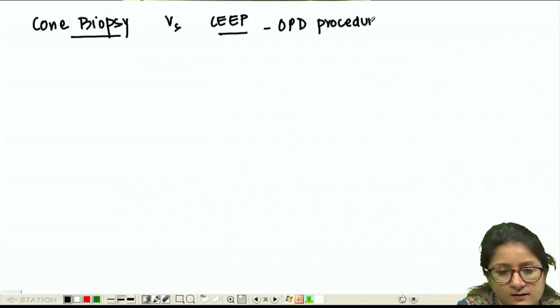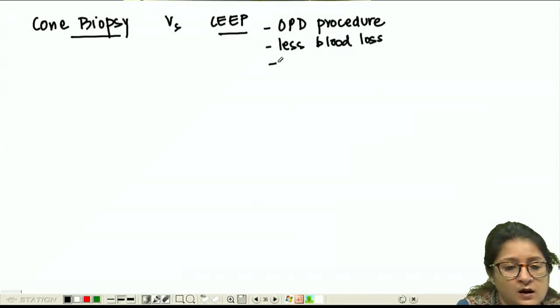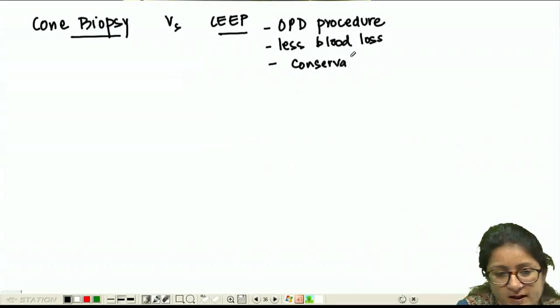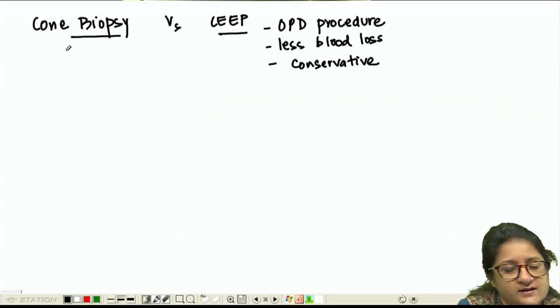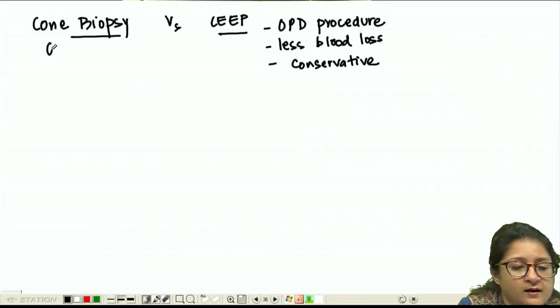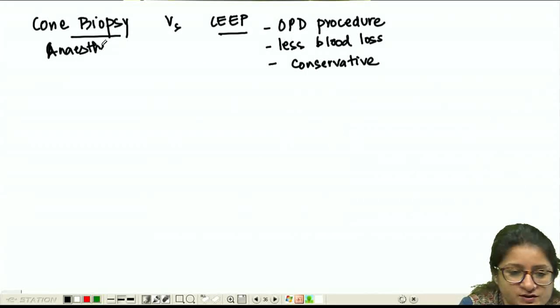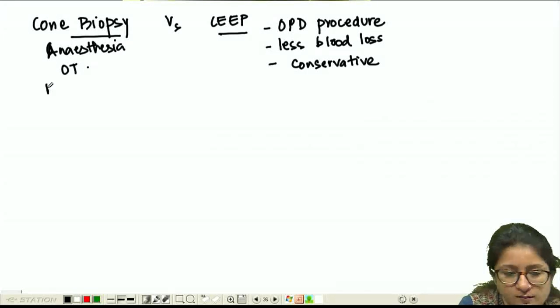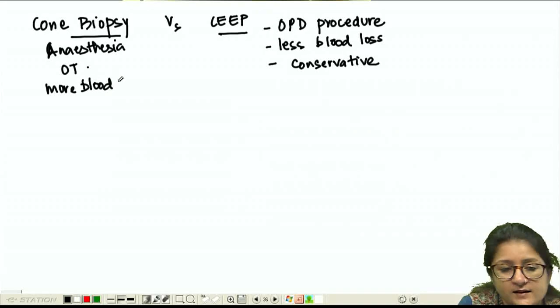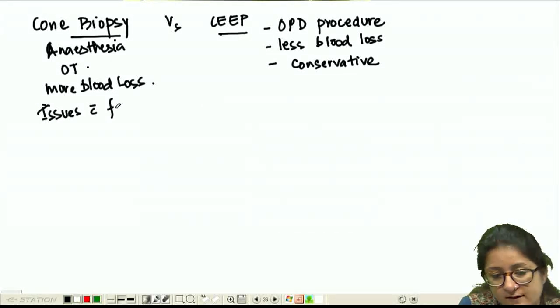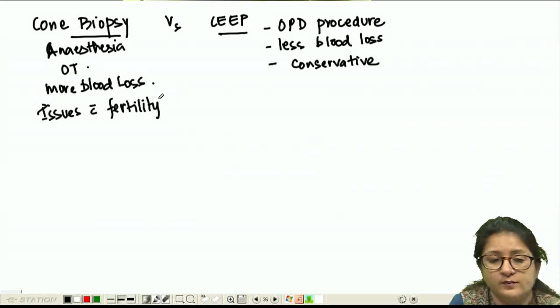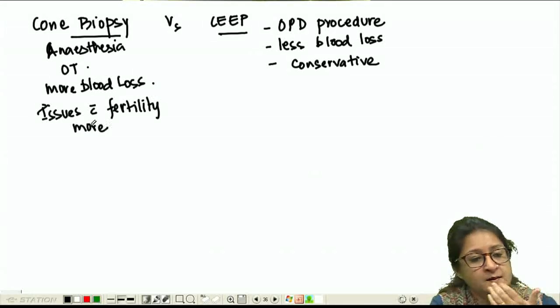LEEP entails less blood loss, and LEEP is a more conservative sort of surgery, whereas cone biopsy means removal of the entire cone of the cervix up till the internal os. It needs anesthesia, and it is an OT procedure, and it involves more blood loss, and it involves losing a considerable portion of the cervix. So the issues with fertility and cervical incompetence arise more so after cone biopsy versus LEEP, right? So this is the difference.